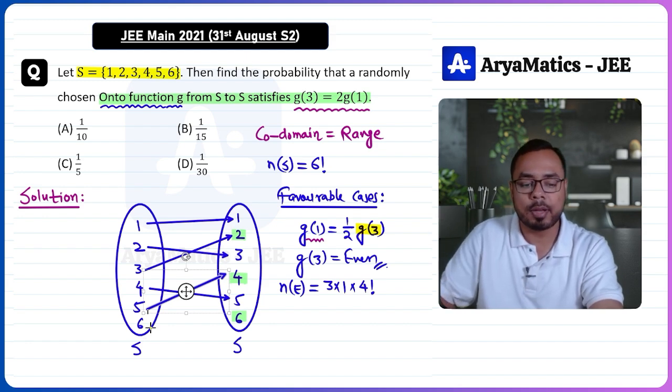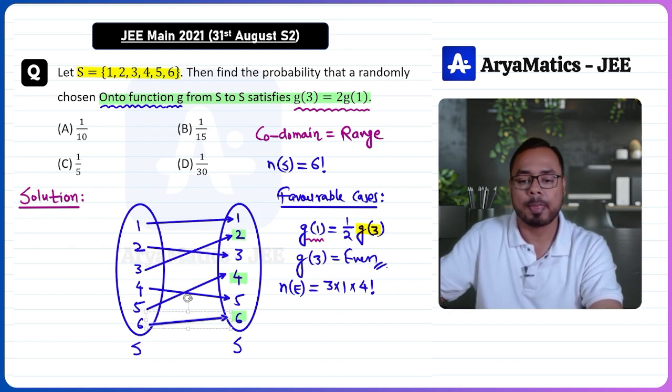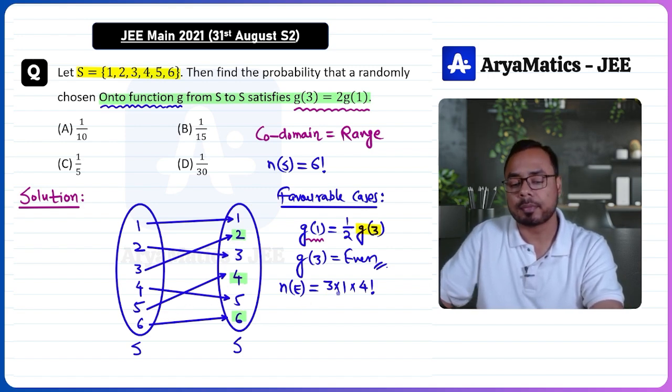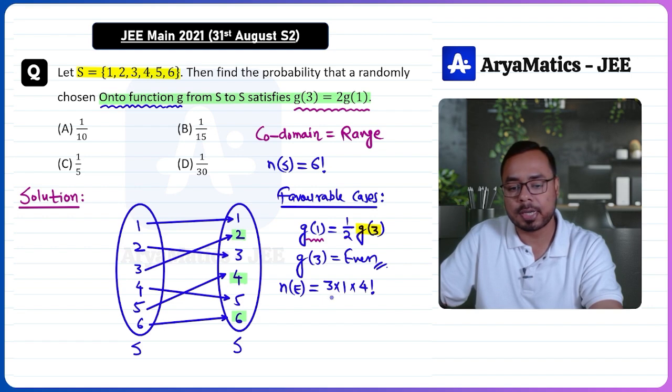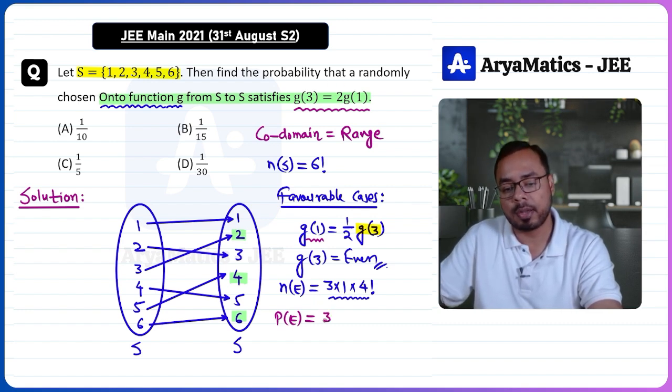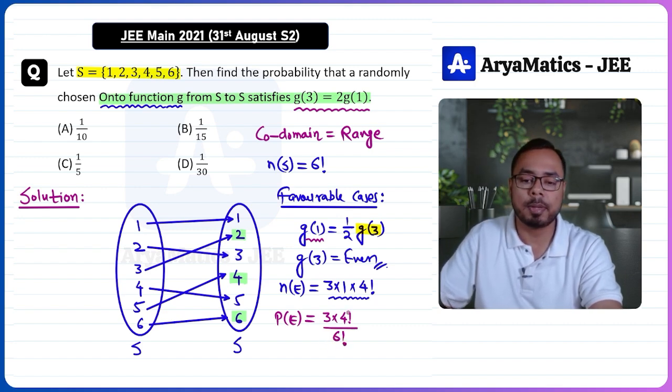So for the remaining 4 elements, we have 4 factorial options of connecting with the second set, right? So the number of onto functions satisfying this condition will be 3 into 4 factorial. Now the question is, what is the probability that a randomly selected function will satisfy this condition? These are the favorable cases, 3 into 4 factorial, and the total number of onto functions is 6 factorial. So probability will be 3 into 4 factorial by 6 factorial.